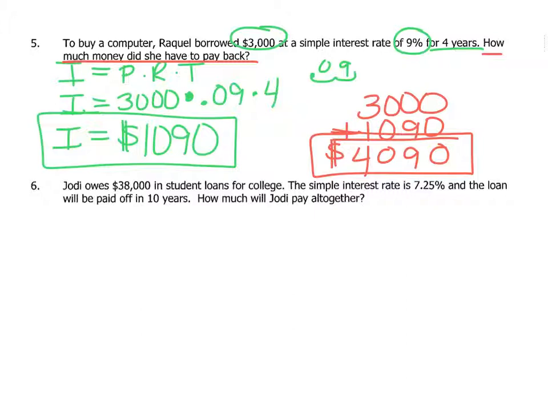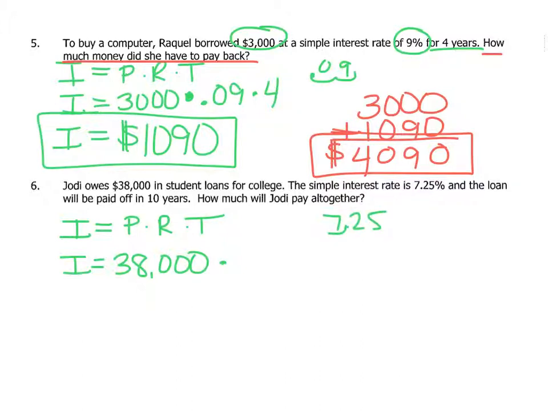All right, last example. Jody owes $38,000 in student loans for college. The simple interest rate is 7.25%, and the loan will be paid off in 10 years. How much will Jody pay altogether? So again, the formula for simple interest is principal times rate times time. The principal is $38,000. The rate, 7.25%, I need to change to a decimal. So it's 0.0725, and it's going to be paid off in 10 years.